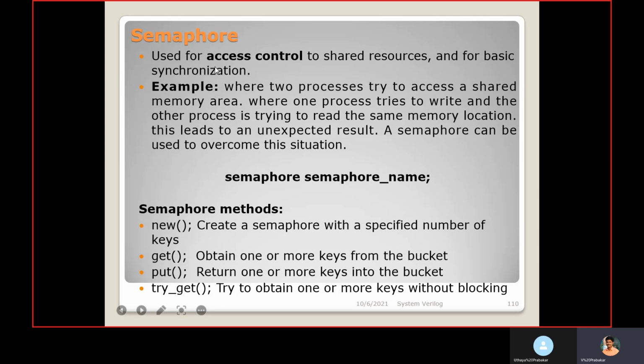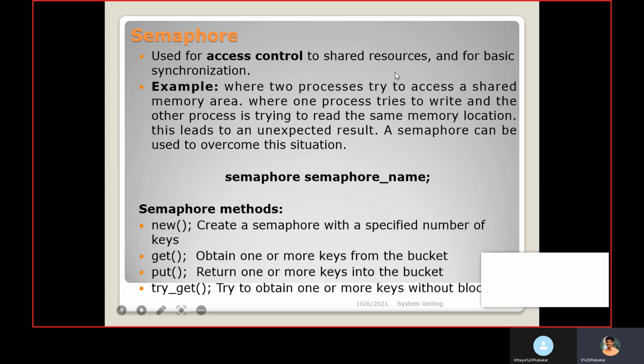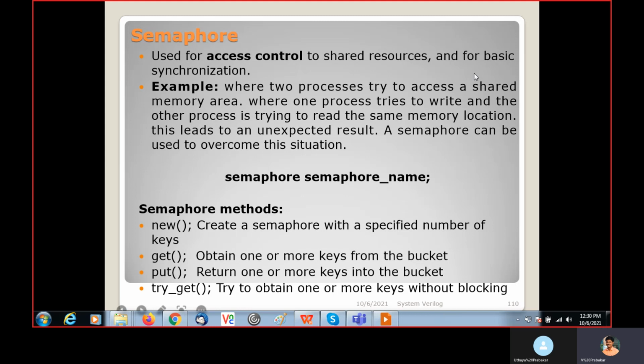It acts as an access control to shared resources for basic synchronization. For example, two processes try to access the shared memory. One process is trying to write, another process is trying to read from the same memory location. It leads to unexpected results. So semaphore is used to overcome this situation.